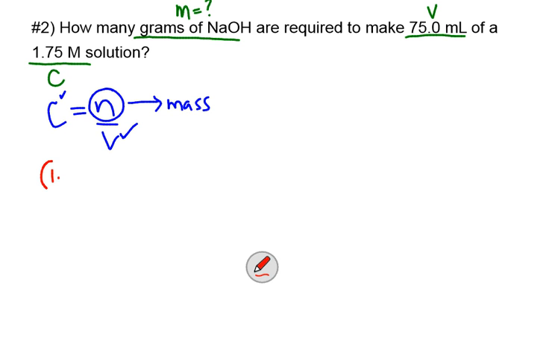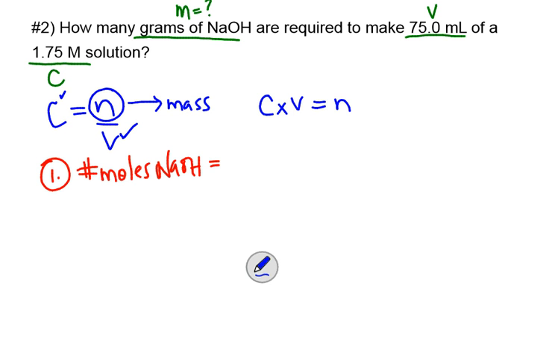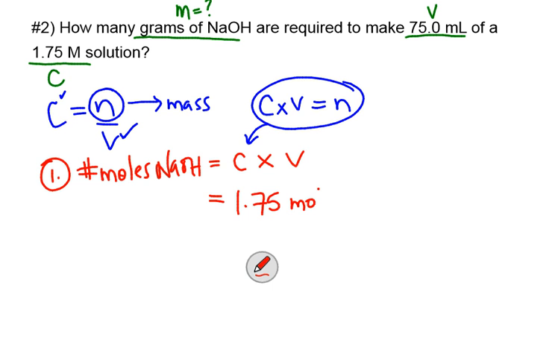So our first step here is going to be to find the number of moles of NaOH, given that C equals n over V. If I isolate and rewrite my equation, multiplying both sides by V, I get C times V equals n. So that's what I'm going to plug in down here. The number of moles of NaOH is going to be the concentration times the volume. In this case, my concentration is 1.75 molar, or moles per liter, and I'm going to multiply that by 75.0 milliliters.